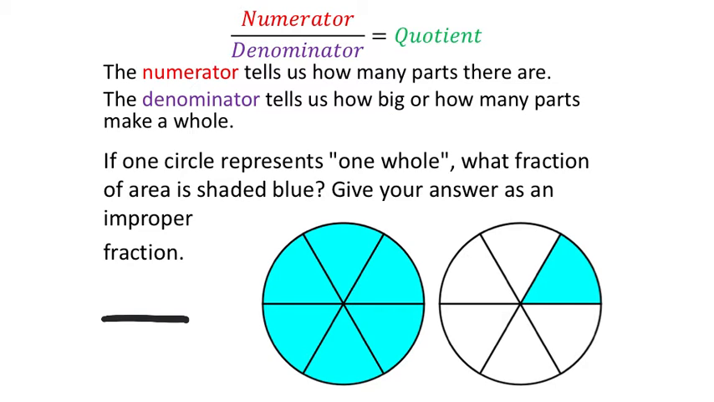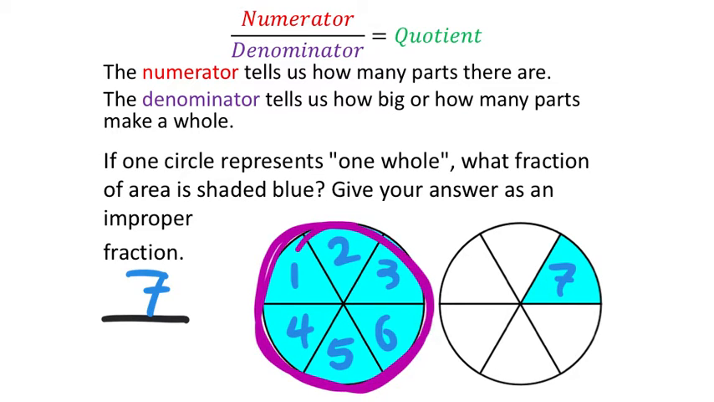So for me, I'm going to start with the numerator. So I'm going to count how many blue pieces there are. 1, 2, 3, 4, 5, 6, 7. So I have 7 blue pieces. So that is my numerator. Well, what are the sizes of the pieces? Well, if I look at this whole piece right here, I can see that there are 6 parts that make that whole, which means they are 6th size pieces. And so this fraction, 7/6, represents the area that is shaded blue. Could you write this as 1 1/6? Yes, you could. But really, in this unit, we're focusing on improper fractions and not mixed numbers.